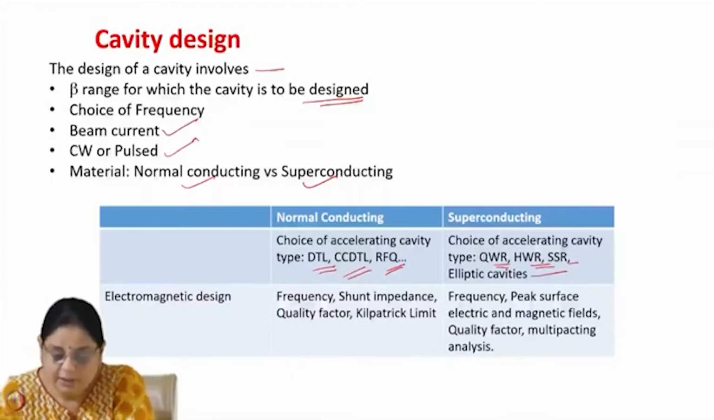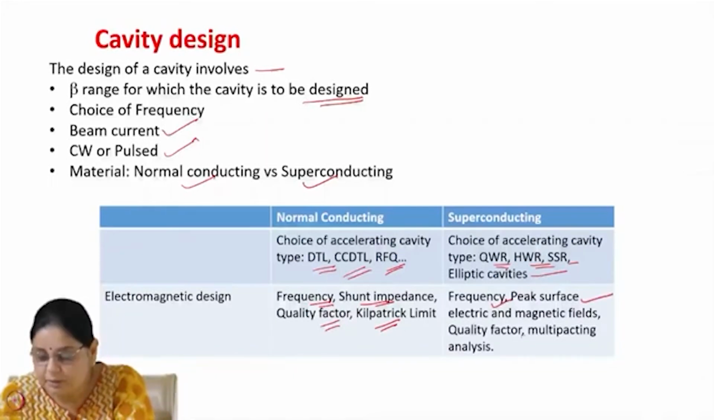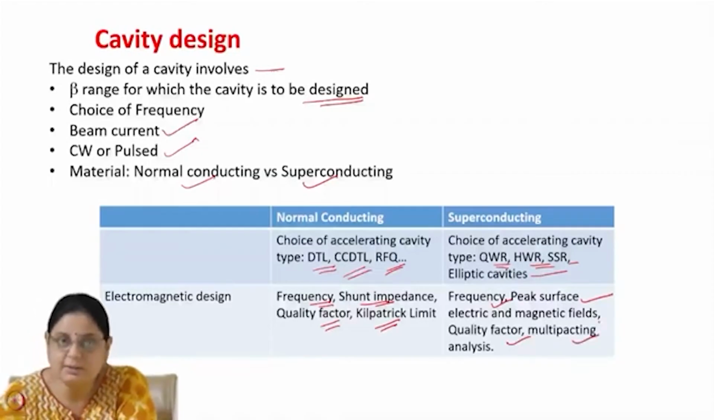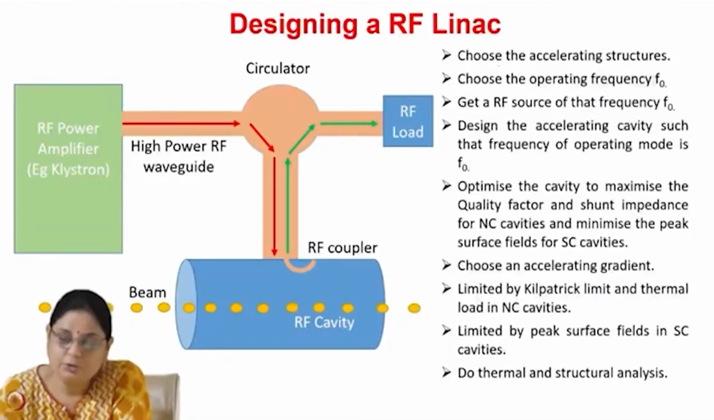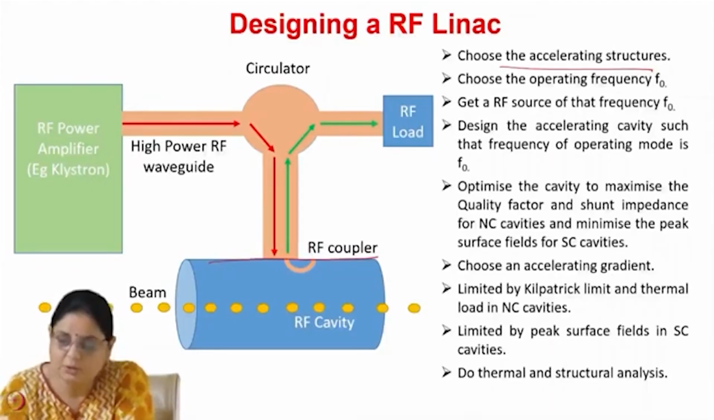For normal conducting cavities, you have to optimize the frequency, the shunt impedance, the quality factor, and the Kilpatrick limit. For superconducting cavities, again the frequency, the peak surface electric and magnetic fields, the quality factor, and also do a multipacting analysis to optimize the geometry. So you choose the accelerating structure, and you choose the operating frequency, the frequency at which you want to operate.